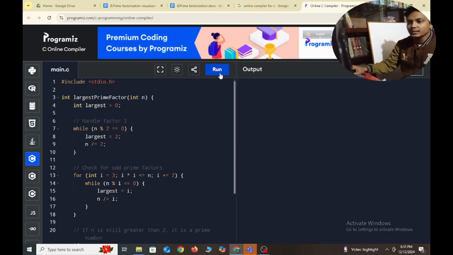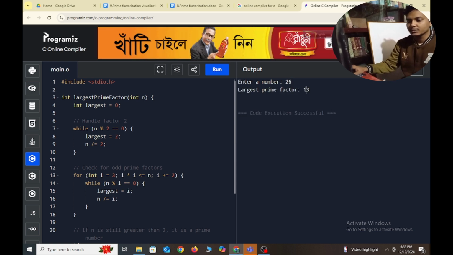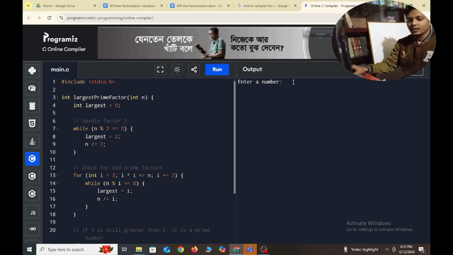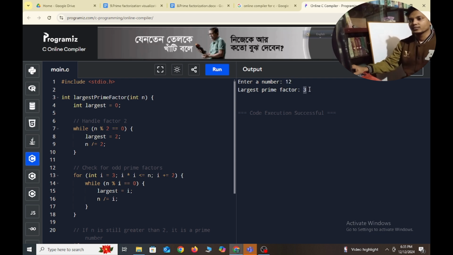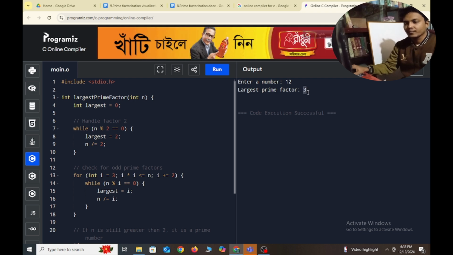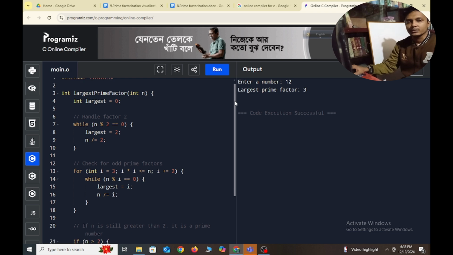If you see the screen and if we run the program, right? So let's say enter a number, we provide 26, okay? So we get 13, okay guys? So let's say if you provide here like 12, okay? So 3 is the largest prime factor to divide 12, right? So let's see how it works, okay?